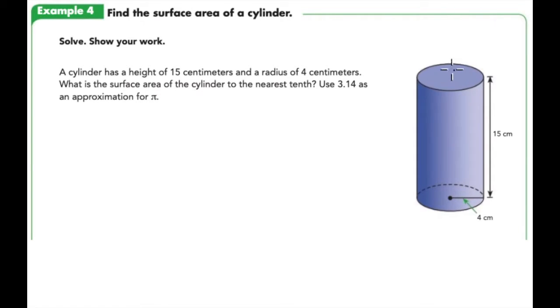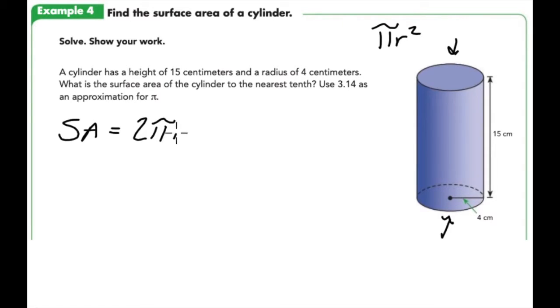So what we have is two circular bases. To find the area of a circle, we use pi r squared. Because we have two of those bases, we're going to represent that. So we're going to say surface area is equal to 2 pi r squared. The 2 pi r squared is going to find the area of this top surface and this base surface, this bottom base surface down there.